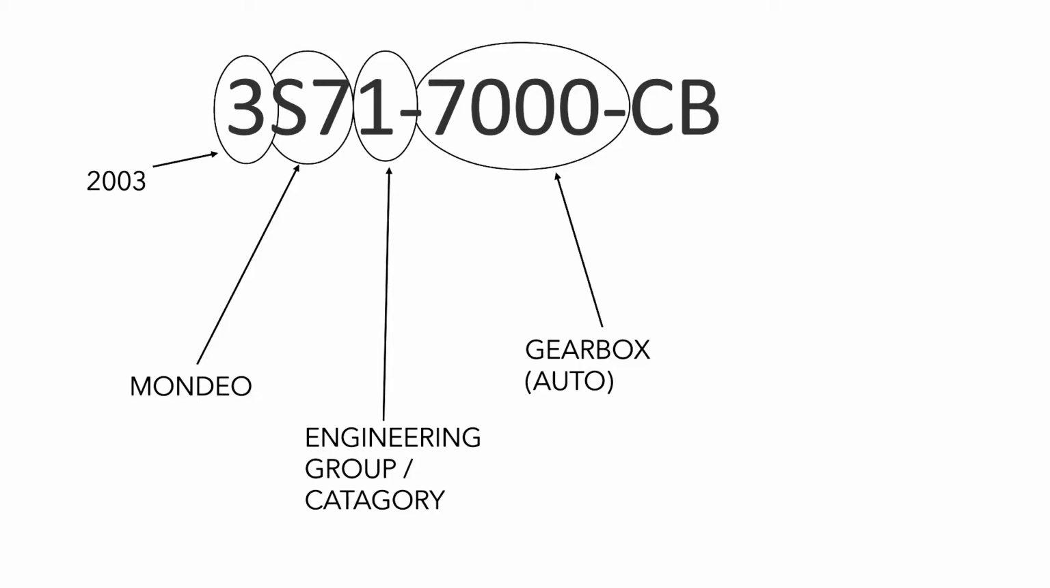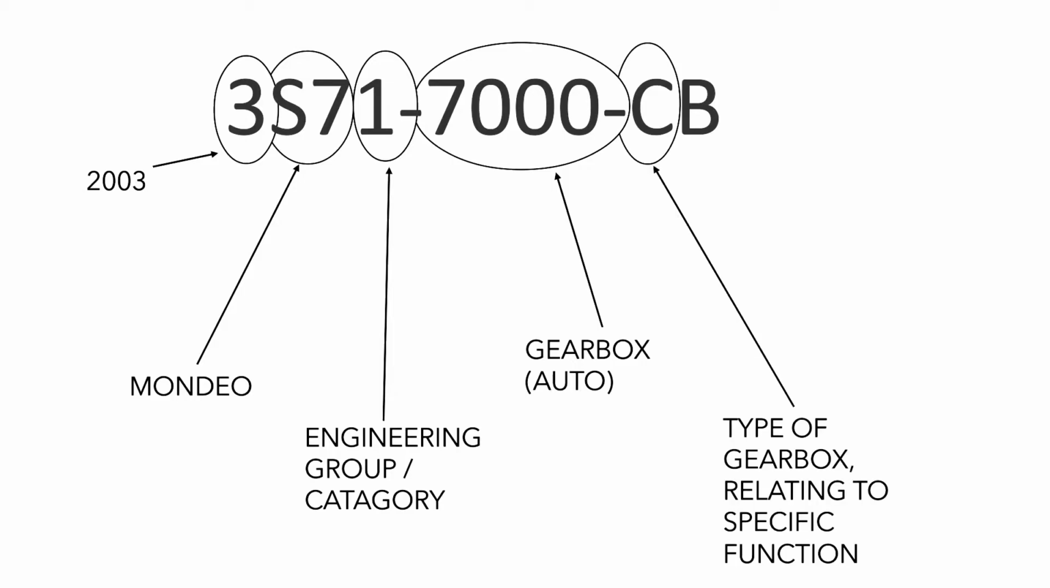This is, like I said, the product identifier. So in this particular example, this is talking about a gearbox, or specifically an automatic gearbox. So far what we've understood is we've got an automatic gearbox from a 2003 Mondeo. That's what we're understanding right now from this part number.